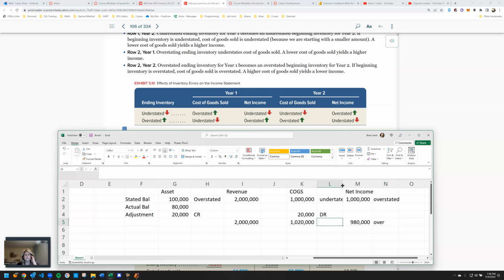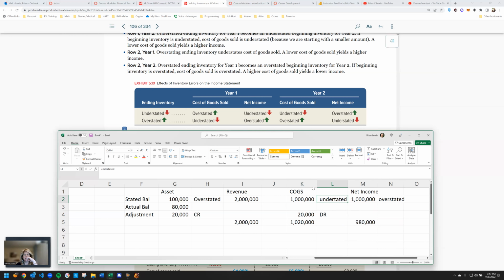Now, did I get that right? Did that match? Yeah, it follows the overstated, understated, overstated pattern. Right. So year one, cost of goods sold is over, under, over. Yeah, okay. Now that's in this particular year.